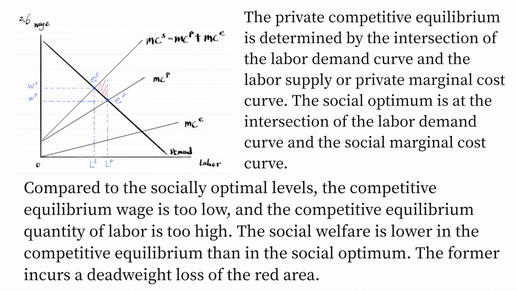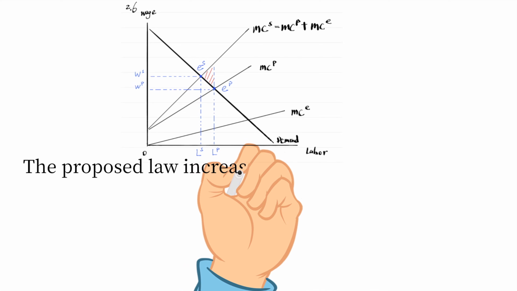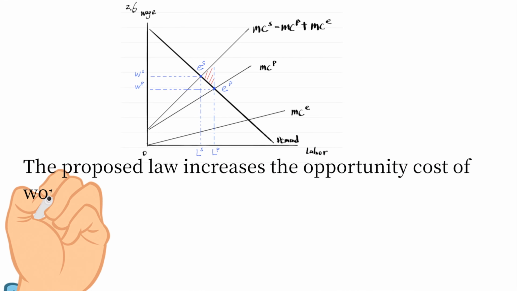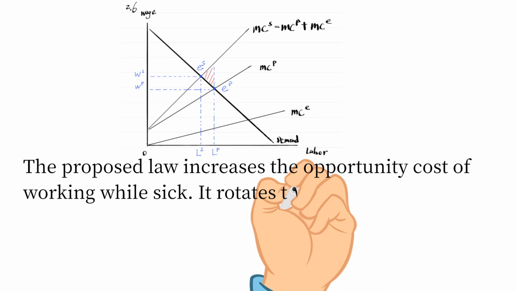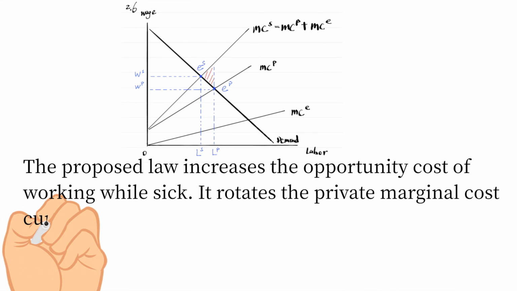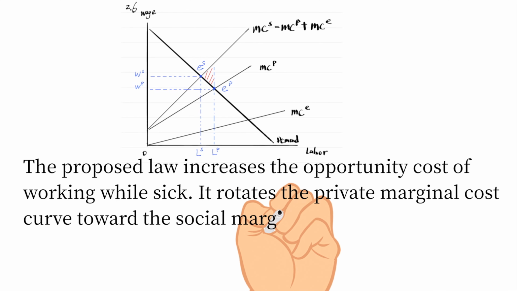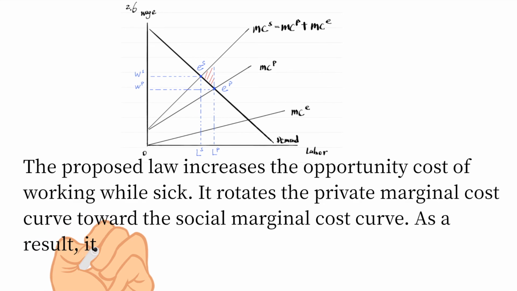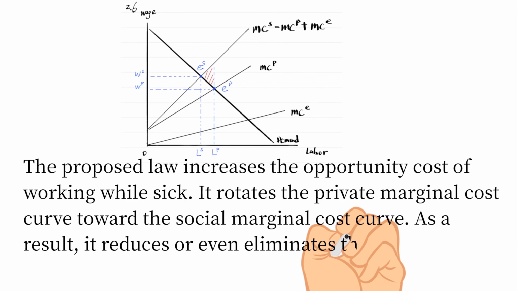The proposed law increases the opportunity cost of working while sick. It rotates the private marginal cost curve toward the social marginal cost curve. As a result, it reduces or even eliminates the deadweight loss and raises social welfare.